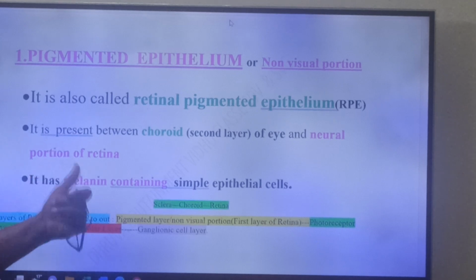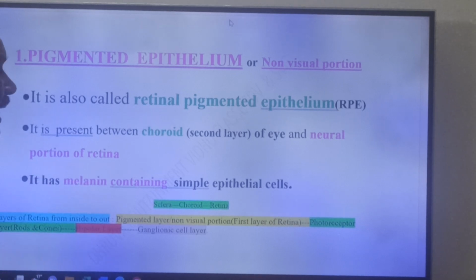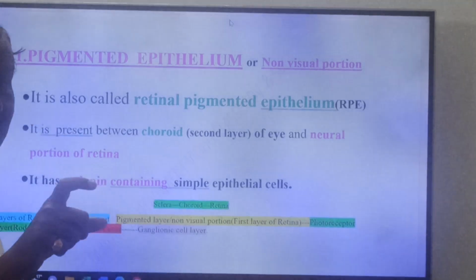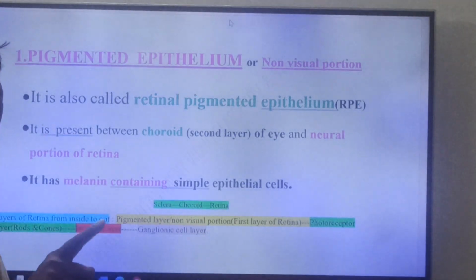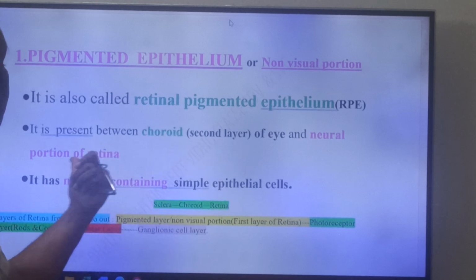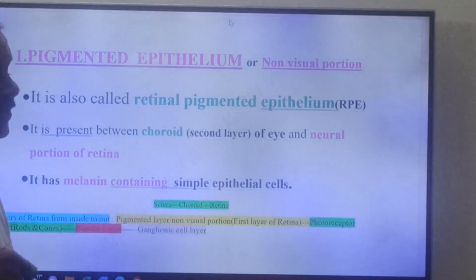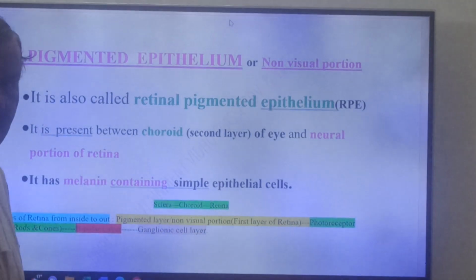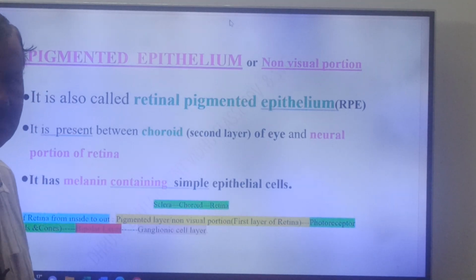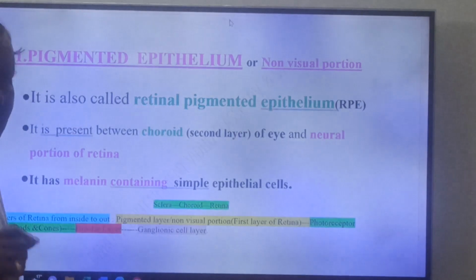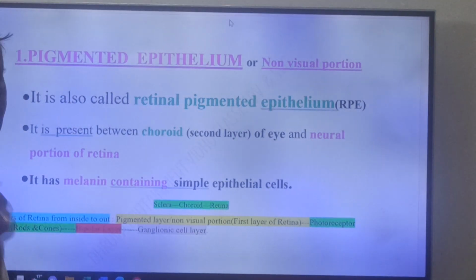Here you have to know what pigment is present in this and what type of epithelial cells are there. See, friends, it is present between the choroid layer of the eye and the neural portion of the retina. It is present between the second layer, what is the second layer, friends? Choroid layer or vascular coat, and the neural portion of the retina. So retinal pigmented epithelium or non-visual portion is present between choroid and neural portion of the retina.